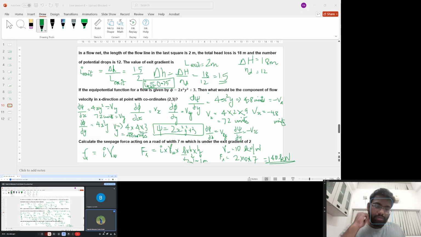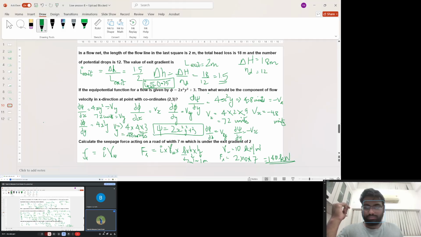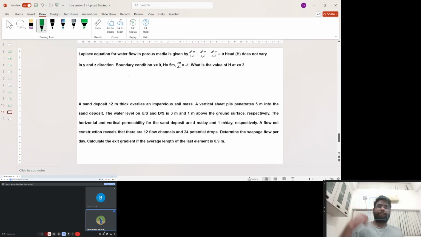Fine. Now coming to the next question. The Laplace equation for water flow in porous media is given by ∂²h/∂x² + ∂²h/∂y² + ∂²h/∂z² = 0, and head does not vary in the y and z directions. The boundary conditions given are: at x = 0, h = 5 meters, and dh/dx = -1. What is the value of h at x = 2?